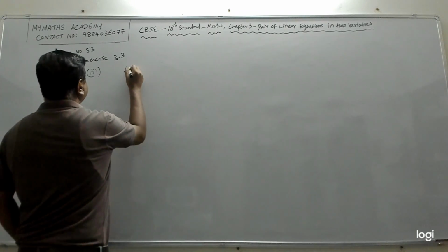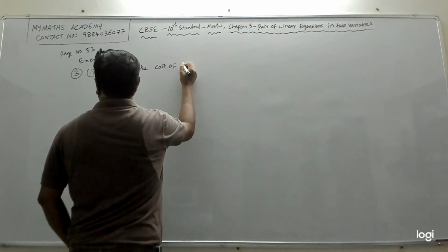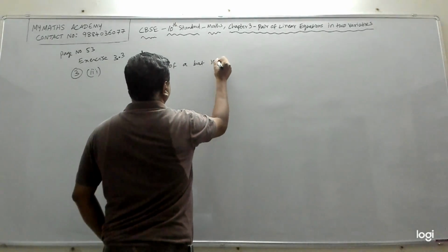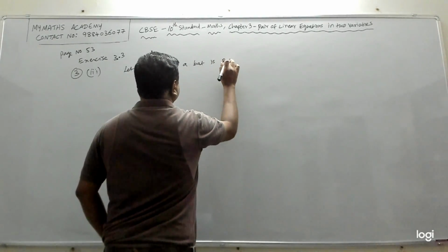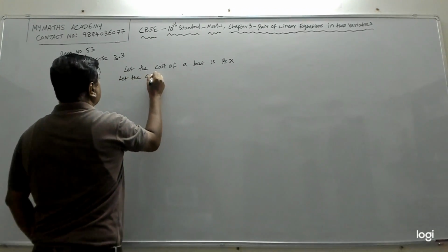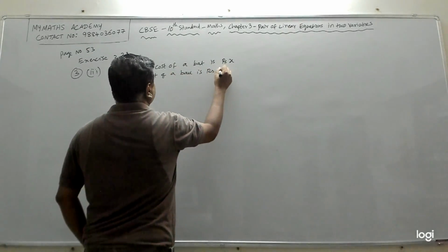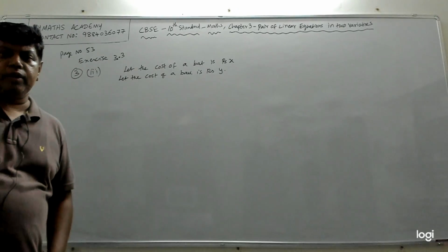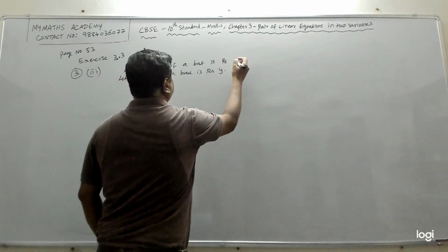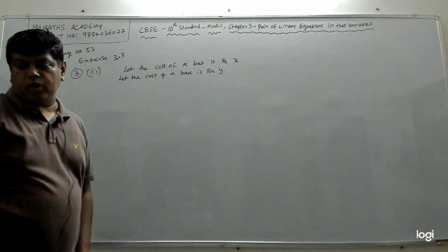So we'll assume, let the cost of a bat be rupees x. Now we'll assume, let the cost of a ball be rupees y. Right? Cost of the bat is rupees x. Cost of the ball is rupees y. Fine. Now what is given?